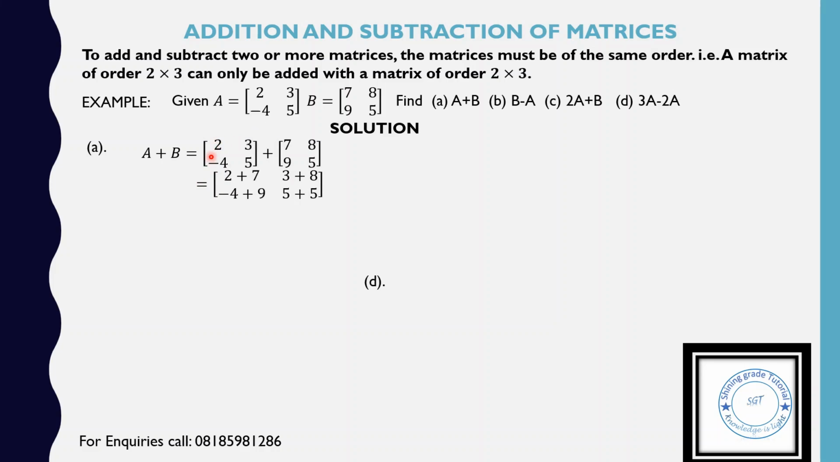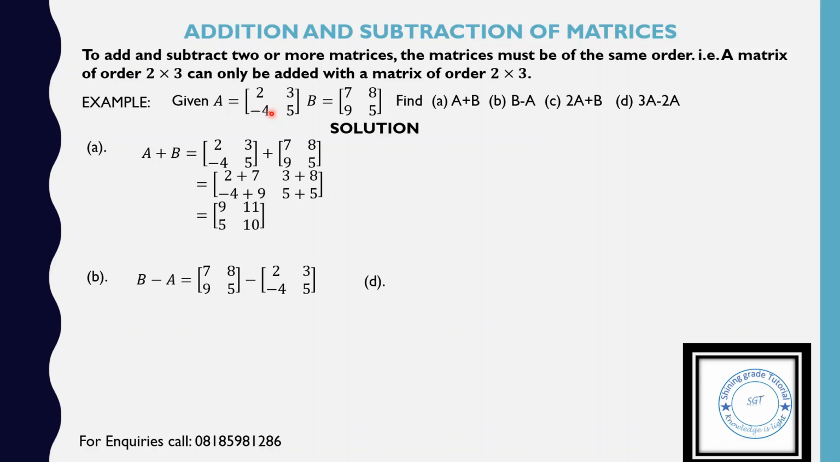So this element here, 2, is at the first row and first column, and this also is at the first row and first column. Just sum them together. So that will be 2 plus 7, 3 plus 8, minus 4 plus 9, and 5 plus 5. It is as simple as that. So we can have our final answer: 2 plus 7 is 9, 3 plus 8 is 11, minus 4 plus 9 is 5, and 5 plus 5 is 10.